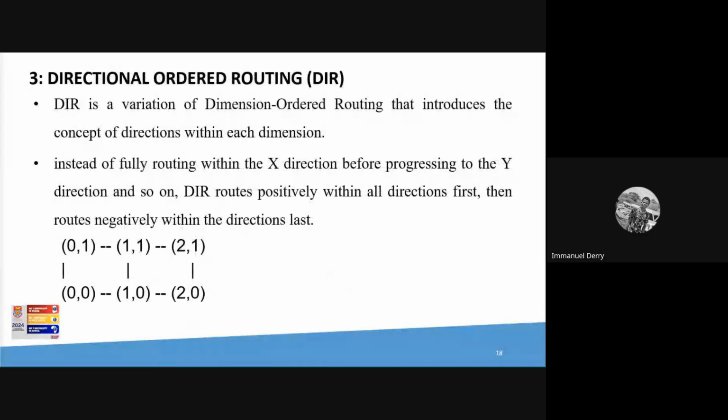And I also have the directional ordered routing, which is a variation of the dimensional ordered routing that introduces the concept of direction within each dimension. So this is more like an extension of the one we just learned earlier. However, this one introduces directions.